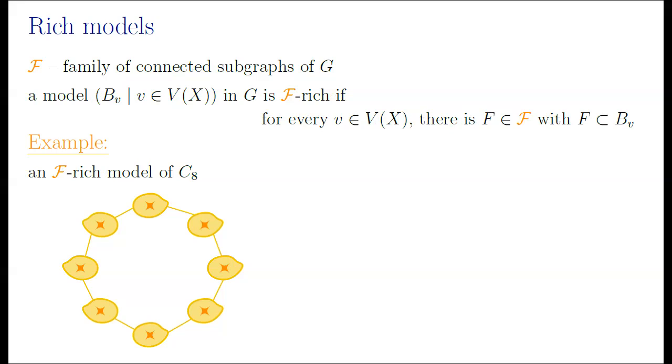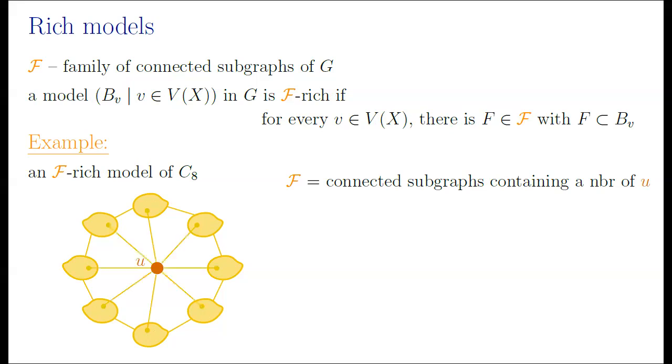Let me give some more specific example. Let's say that we have some chosen vertex U, and F is all connected subgraphs of G containing a neighbor of U. And what is an F-rich model now? An F-rich model now looks like this. Every branch set has to connect to U. Yes. Now every branch set actually has to be a member of F. This family F can have a lot of graphs inside. But this is an important idea.